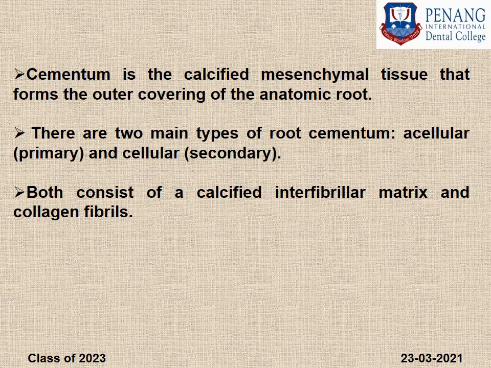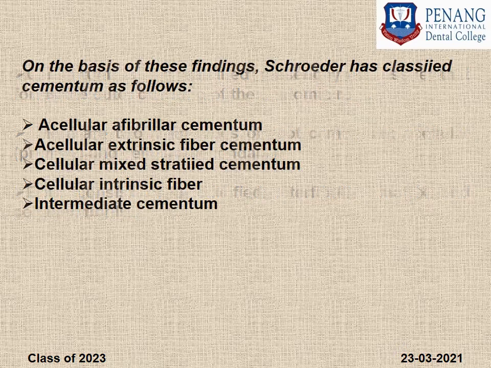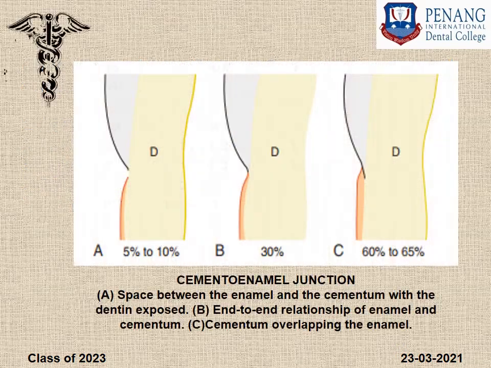Cementum is the calcified mesenchymal tissue that forms the outer covering of the anatomic root. Two types of cementum, acellular and cellular, both consist of calcified interfibrillar matrix and collagen fibers. On the basis of these findings, Schroeder has classified cementum as acellular afibrillar cementum, acellular extrinsic fiber cementum, cellular mixed stratified cementum, cellular intrinsic fiber cementum, and intermediate cementum.